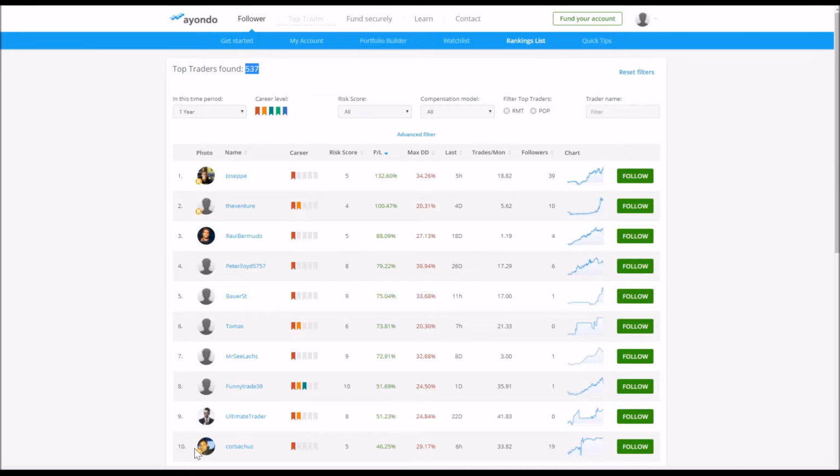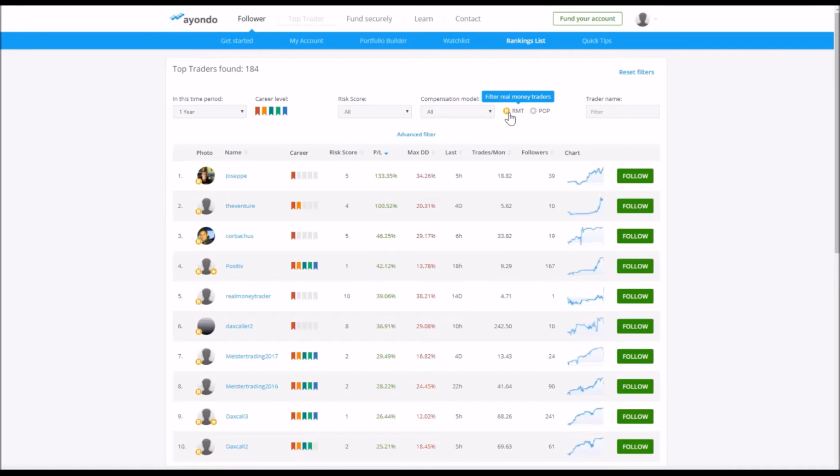But then we've got to go all the way down to here to find the next real money trader. So if I click on RMT up the top, it now only shows me traders who are trading with real money. Okay, so I've got a list of people who are actually using their own cash to trade with. Let's look at some of the headline numbers. Giuseppe has got a P&L of 133% over the last year. So it's a good return.